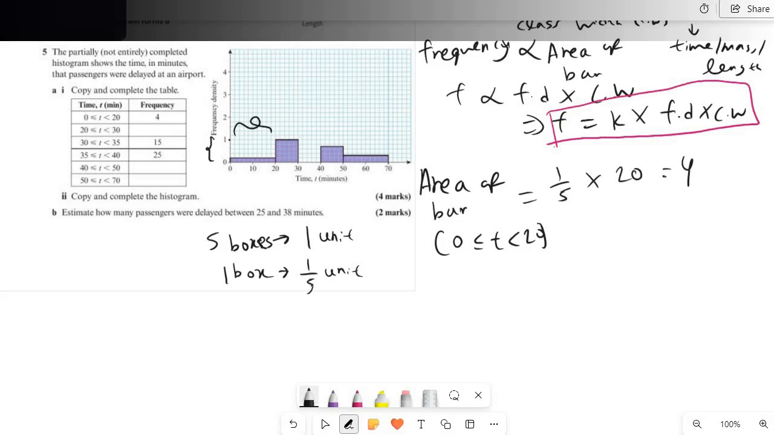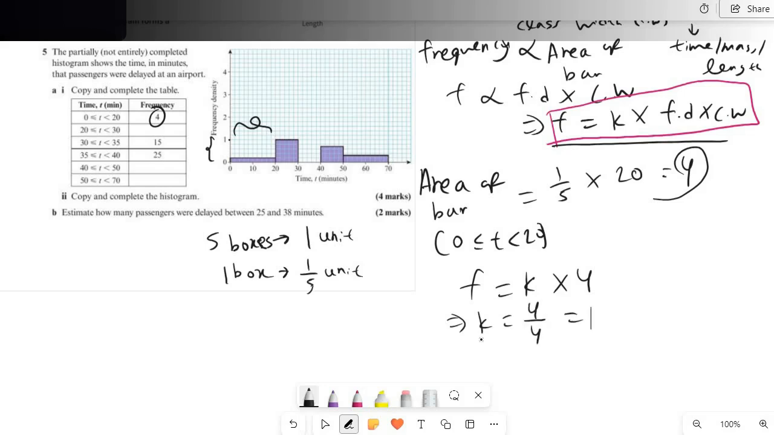If you remember the formula, frequency is proportional to class width times frequency density. So we can use this formula, F equals K times area of bar. The area of bar was 4 here, as we have found, and the frequency is given as 4. Therefore, we can say that K in this case is going to be 4 divided by 4, which is 1. So this makes the histogram easier to draw.